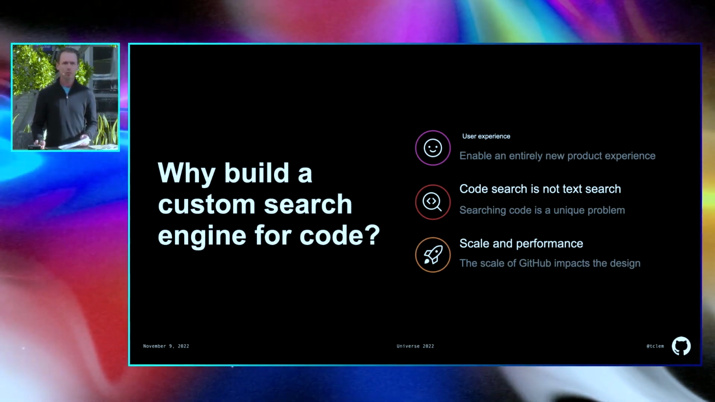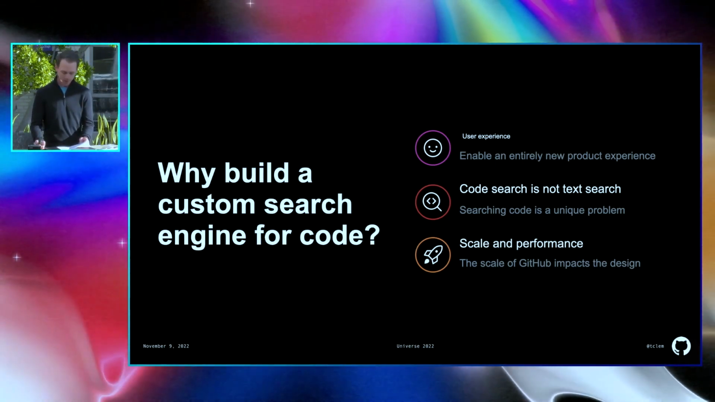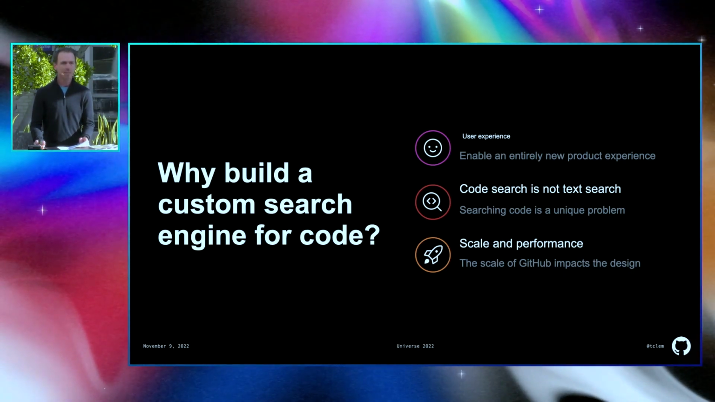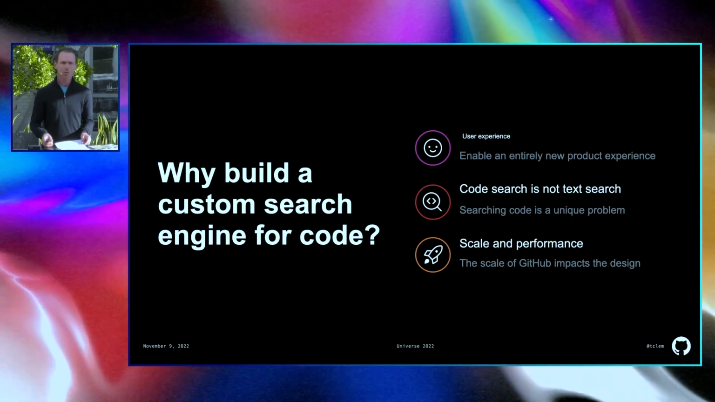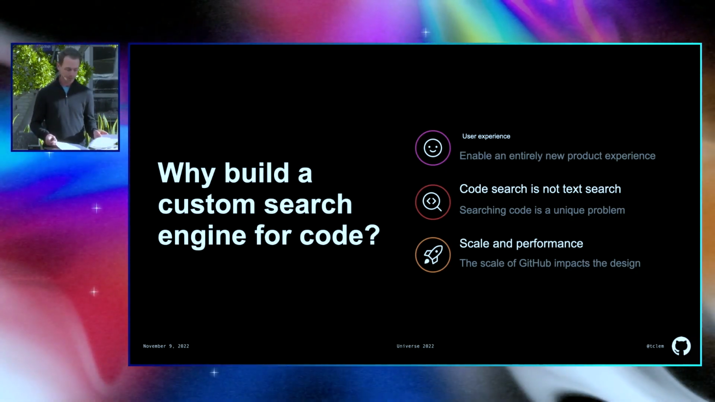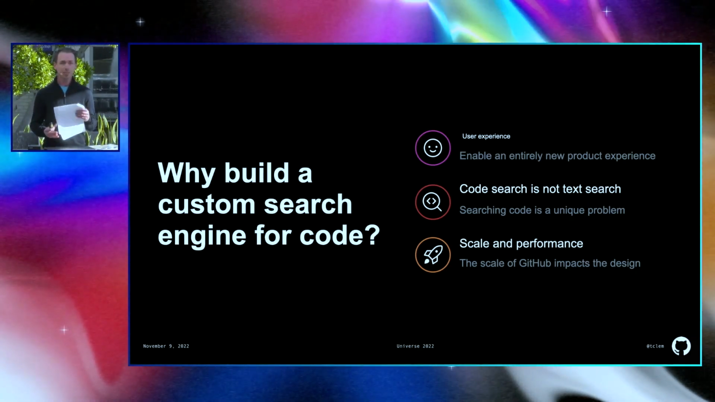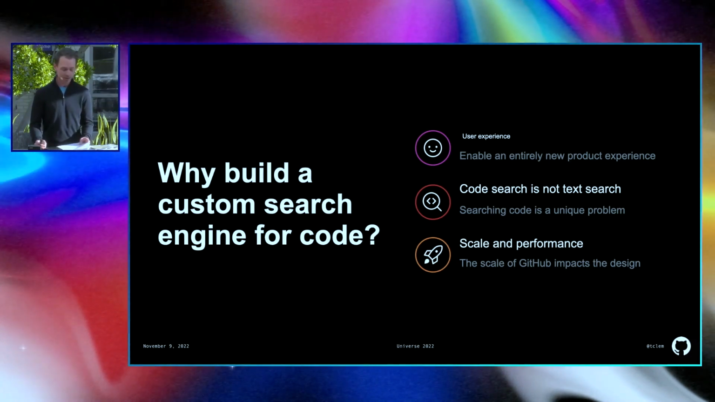You want to be able to search for a period or an open parentheses. You don't want stemming or for stop words to be stripped from your query. You want to use regular expressions. And last, GitHub scale is truly a unique challenge.